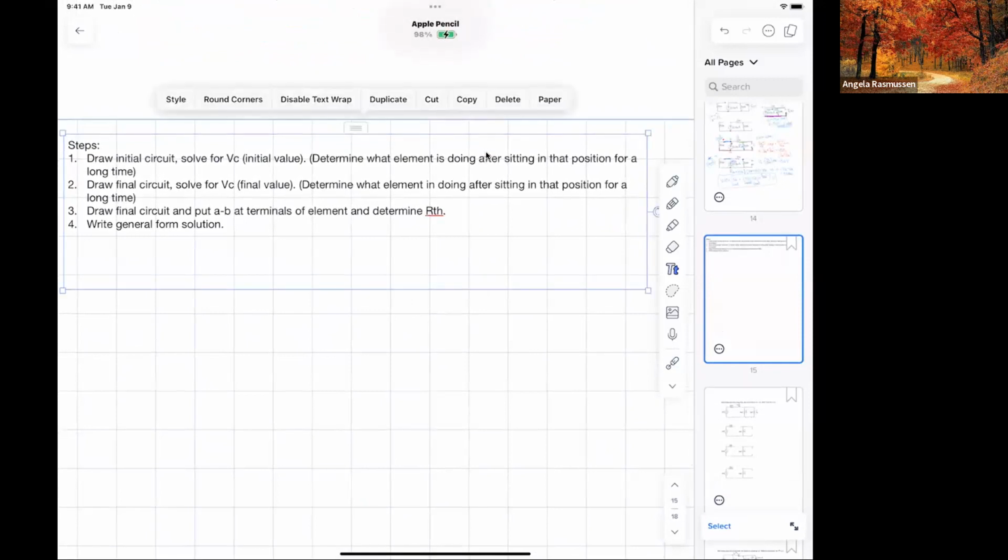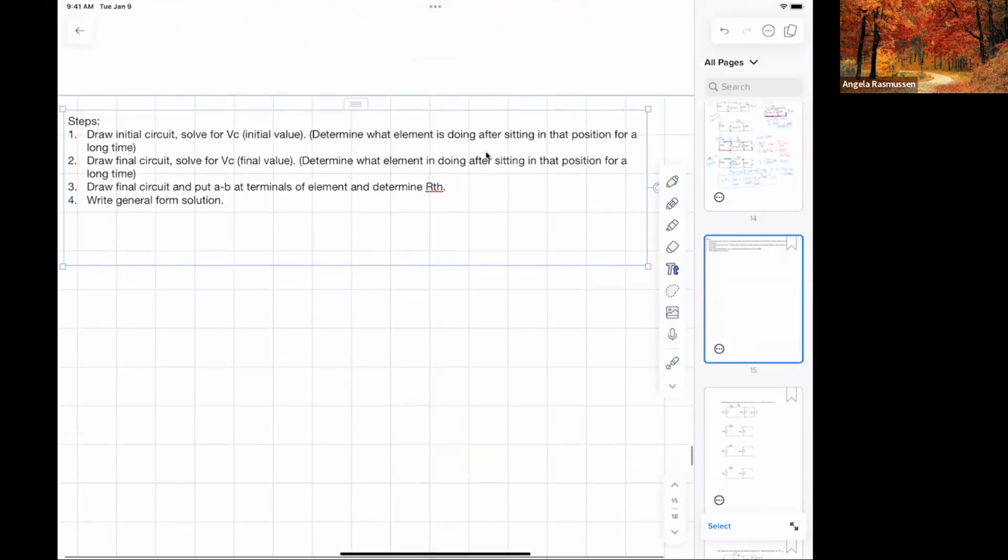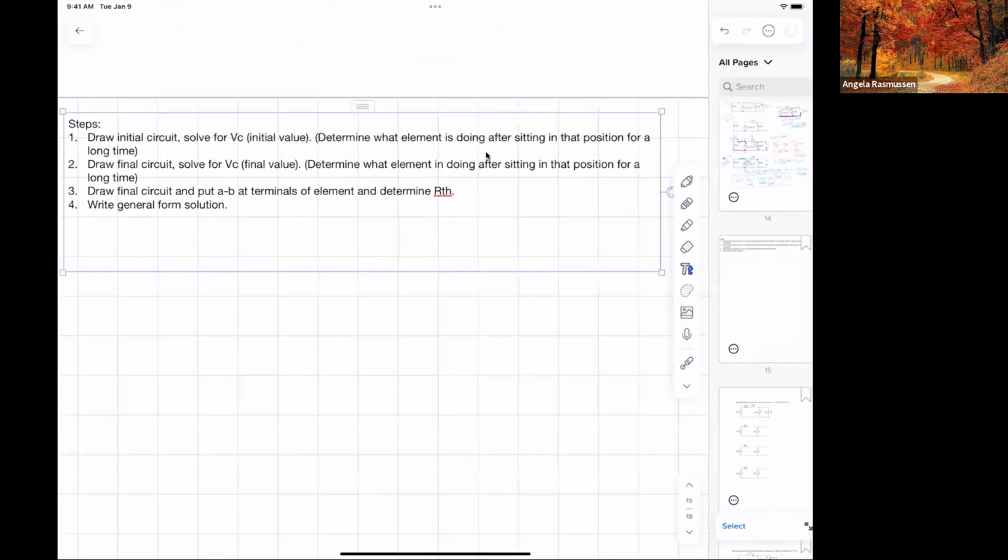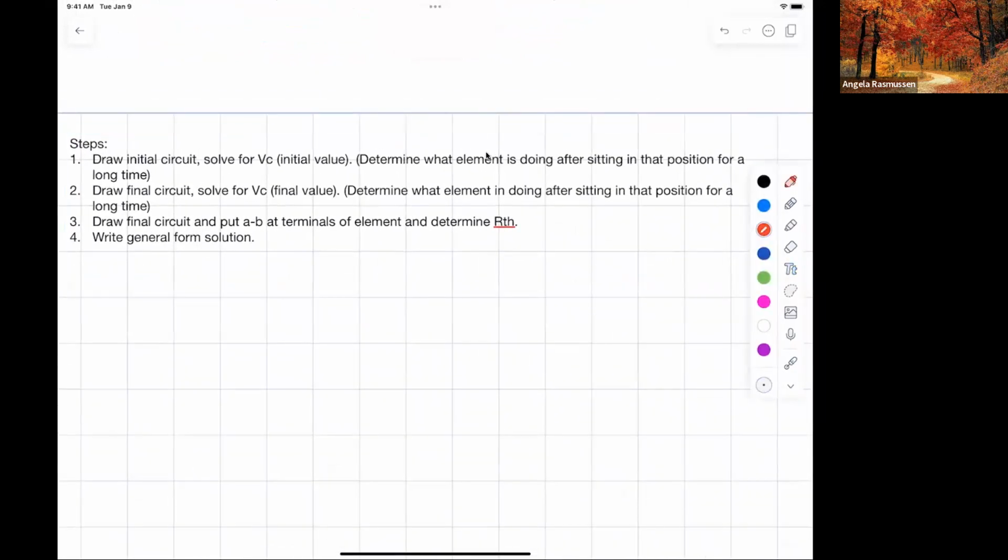Okay, so how? Here we go, I can find my pen. Okay, so you said the initial circuit. This is my own quick summary of steps. So finding the initial circuit: you may or may not have a switch in there, and then you have an element in there. How do you decide what to do with the switch, and how do you decide what to do with the element? Element meaning a capacitor or an inductor.